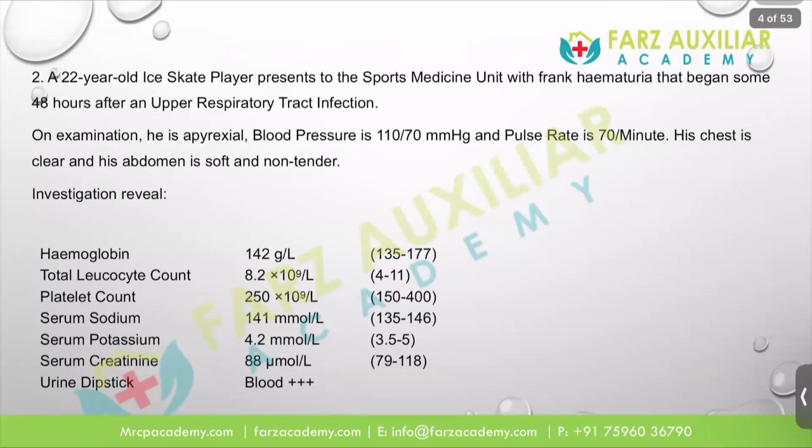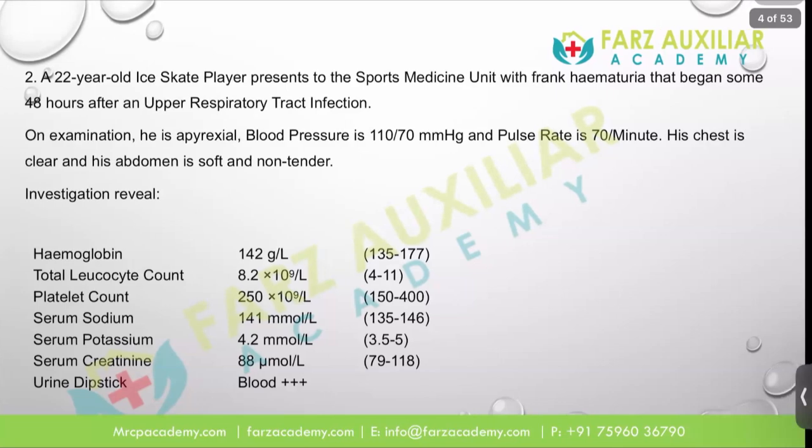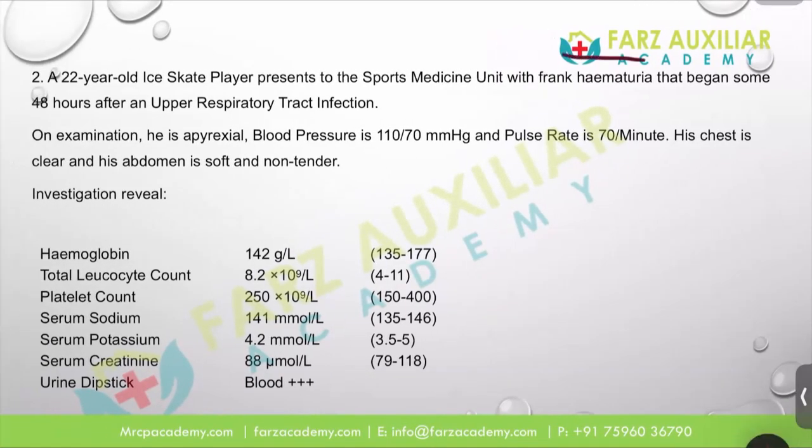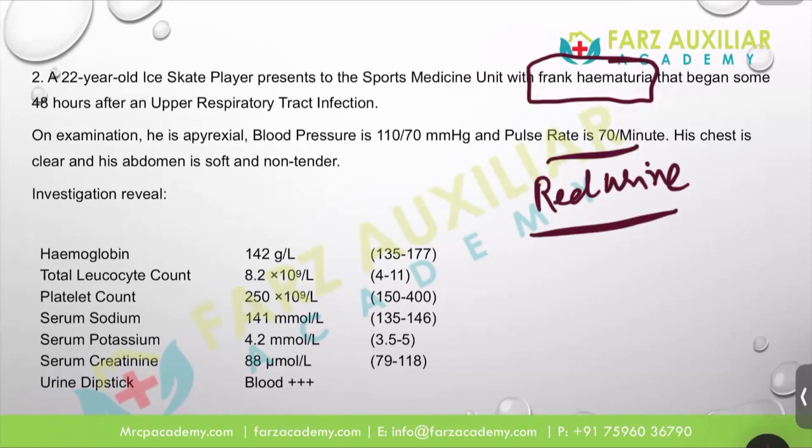A 22-year-old ice skating player presents to the sports medicine unit with frank hematuria. See, I told you this is one of the cardinal presentations in nephrology. So frank hematuria means red urine. Now, can anybody tell me the differentials of red urine in a 22-year-old young man?